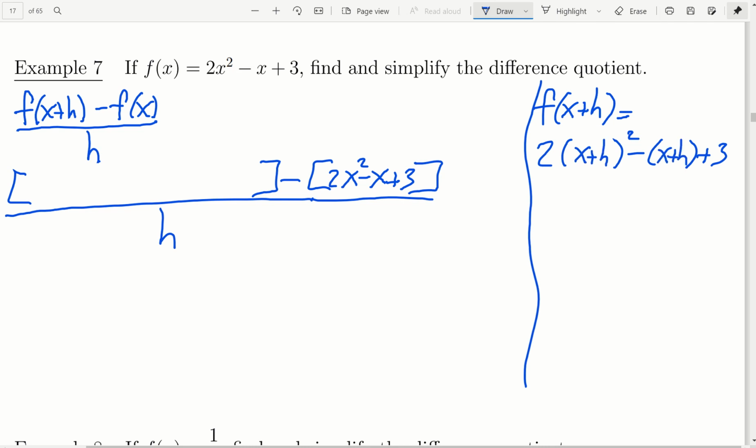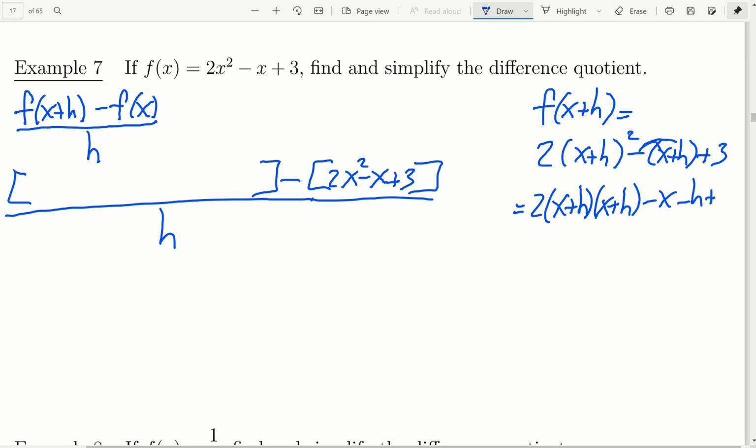And now we need to simplify. Be very careful over here when we square this part. Remember, when you square something, especially a binomial, that means we have to multiply it by itself. So we're going to have to distribute this. For this term, we can just distribute the negative sign. Then we're going to get a negative x minus h. We still have that plus 3.